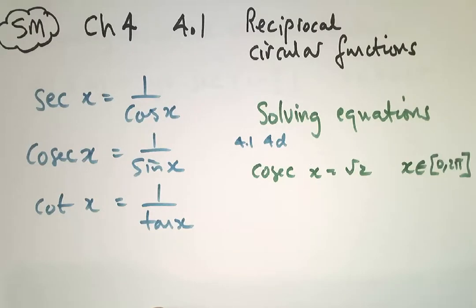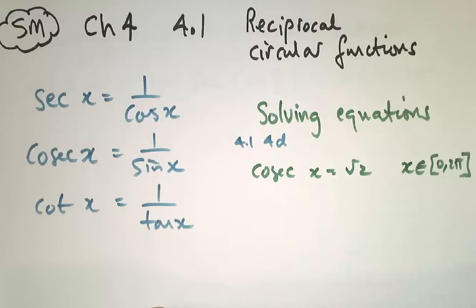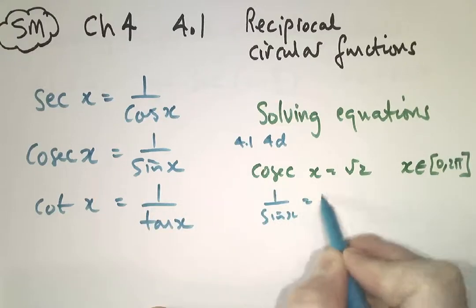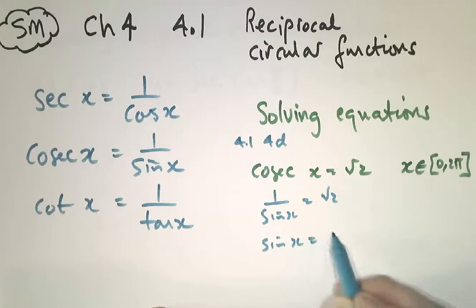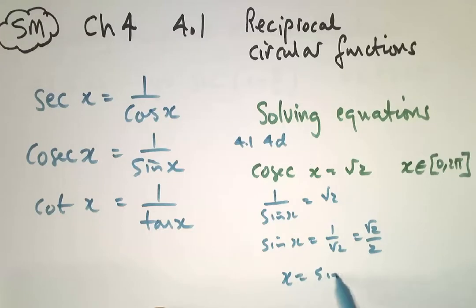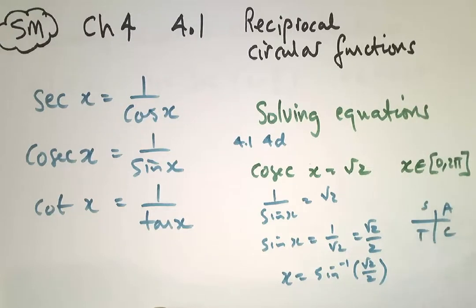For example, 4.1, question 4d, cosec of x equals 1 on root 2, where x goes from 0 to 2 pi. Cosec is the same as 1 on sine of x equals root 2, and if I flip both sides, the sine of x equals 1 on root 2, or root 2 on 2. X will then equal the inverse sine of root 2 on 2, and all stations to Coburg.